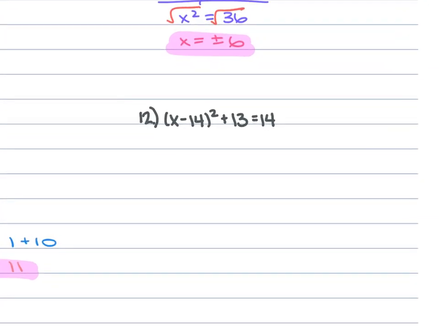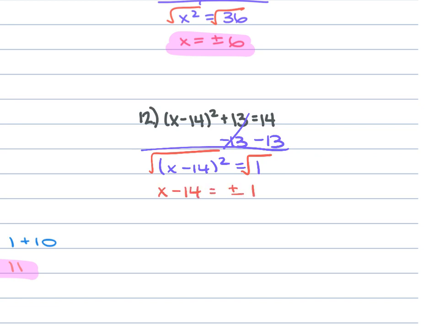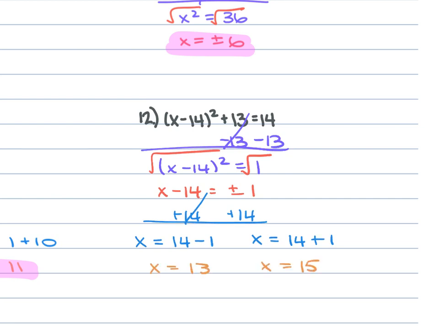For 12, we have (x − 14)² + 13 = 14. So we're going to move the 13 over by subtracting it from each side. So (x − 14)² is equal to 1. We take the square root of both sides. So x − 14 is equal to plus or minus 1. So then we're going to add the 14 to both sides. So this is giving us x is equal to 14 − 1, and x is equal to 14 + 1. So x is equal to 13, and x is equal to 15.